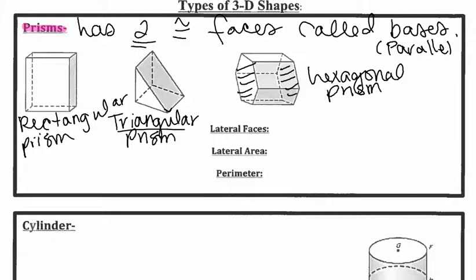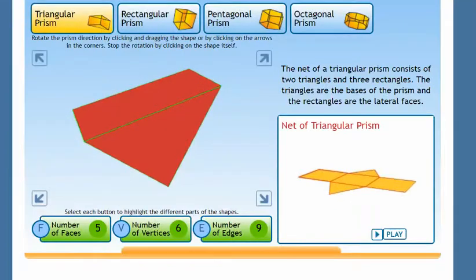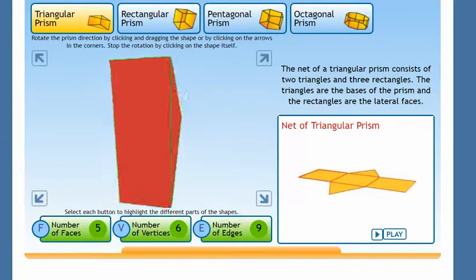If I take a look at these three vocabulary words, let's first talk about lateral faces, and then I'm going to show you an interactive page. Lateral faces are the faces that aren't the base. In a triangular prism, they'd be these three rectangles as sides. Lateral faces are the sides of the prism that are not the base.